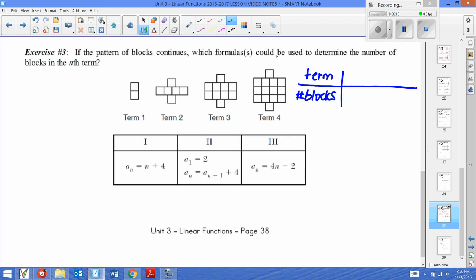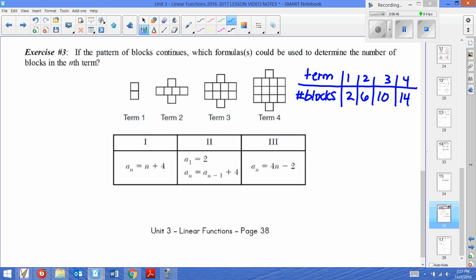Okay, so the first term, they gave us term 1, 2, 3, 4. All right, how many blocks are in the first term? Well, that looks like there's 2. How many blocks are in here? 4, 5, 6 in the second term. 2, 4, 6, 8, 9, 10 in the third term. What's going on here? Well, so 1, 2, 3, 4 by 3 is 12, 13, 14 here.